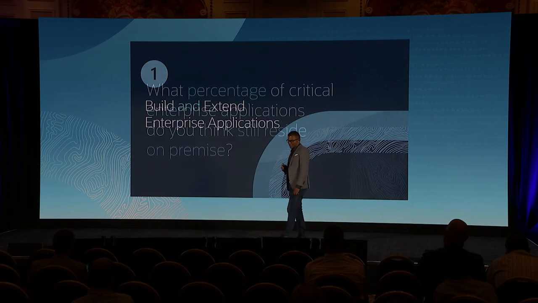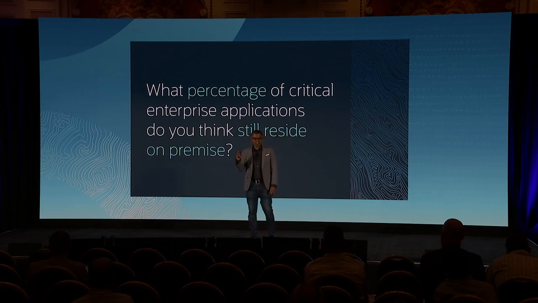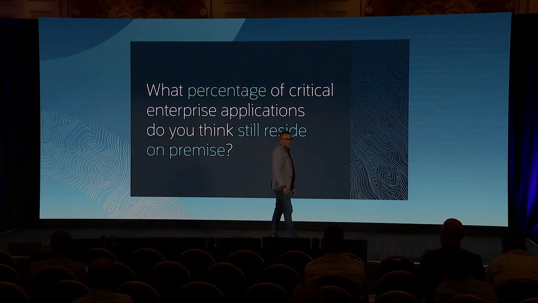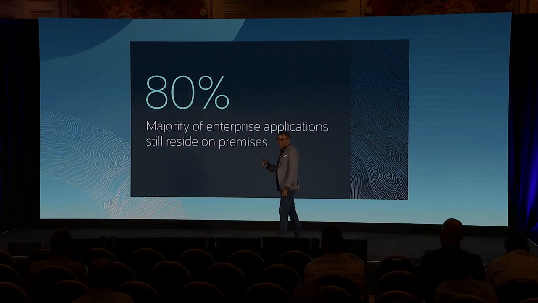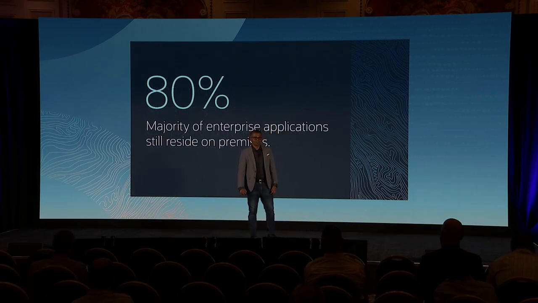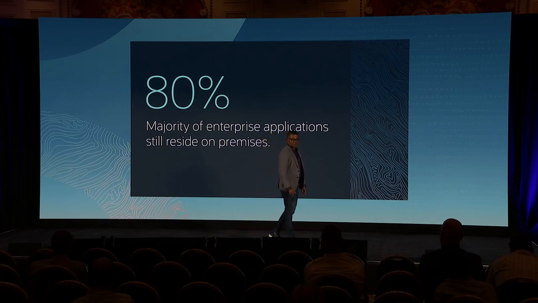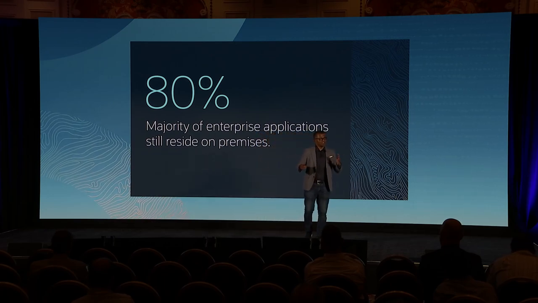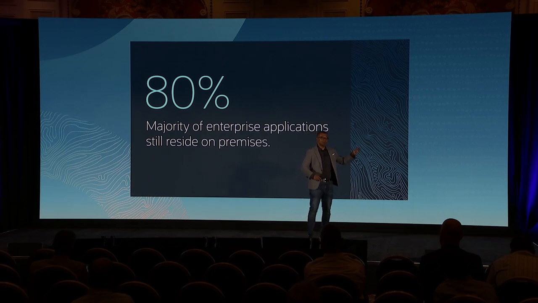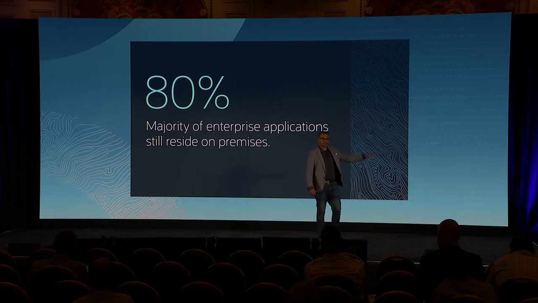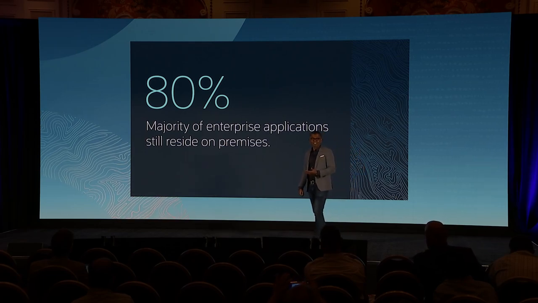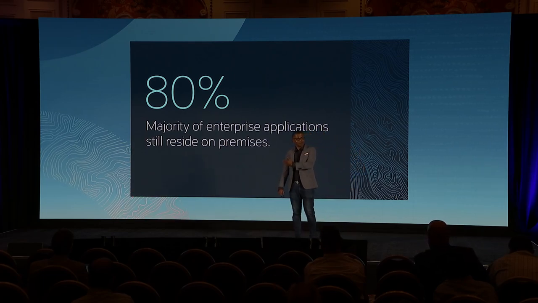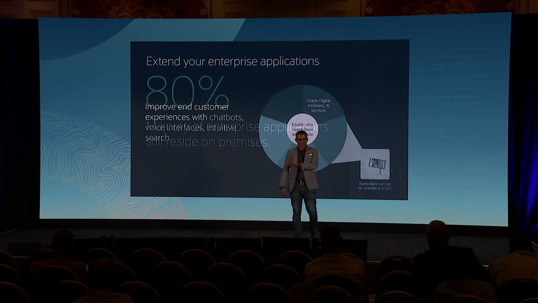Diving into building and extending apps. What percentage of critical apps do you think still reside on premises? I think I gave that answer away already, but 80%, that's still a lot, right? And if you truly try to understand why that is happening, there are many different reasons. There are reasons around, hey, I really believe that the data is super secure and I don't want to move it out of the data center. But in some cases, it's really that it doesn't fit. I can't move it. I'm happy to invent and build new cloud native applications, right?